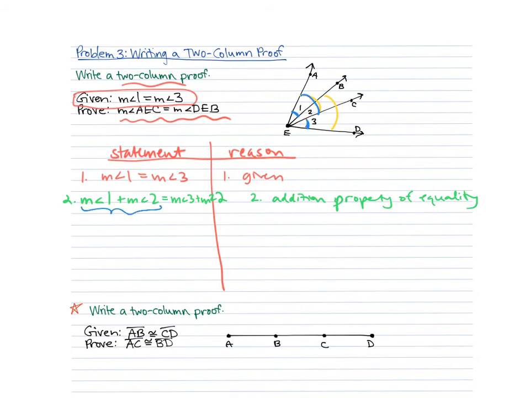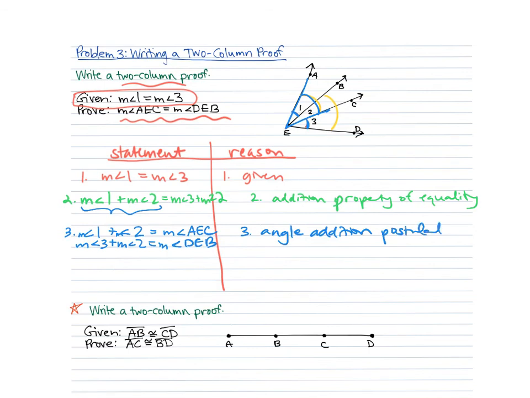Okay, and then we can see here that the measure of angle 1 plus the measure of angle 2 equals the measure of angle AEC, right? And actually we can also say the measure of angle 3 plus the measure of angle 2 equals the measure of angle DEB. And we know that because of the angle addition postulate that we learned in a previous chapter. Because if you have two adjacent angles and you add them together, they equal the big one.